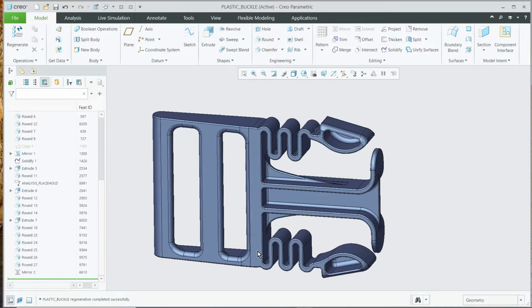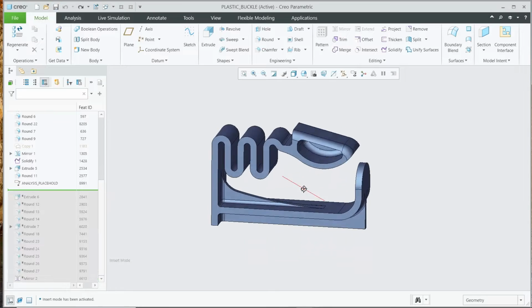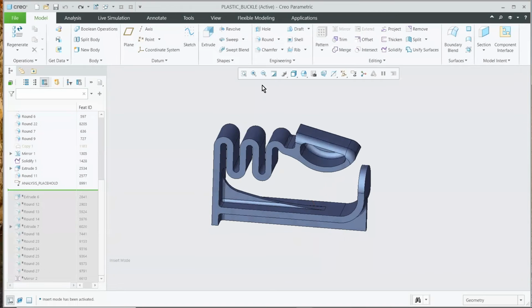And so here we have a buckle. This is typical of what you might see in a backpack or a belt, where you have the two plastic ends and you push them together and snap them into the female side. What I'm going to do is just look at a part of this so that it will solve a little bit faster. And so we'll work on just this portion of the buckle. And we'll take a look at this again.